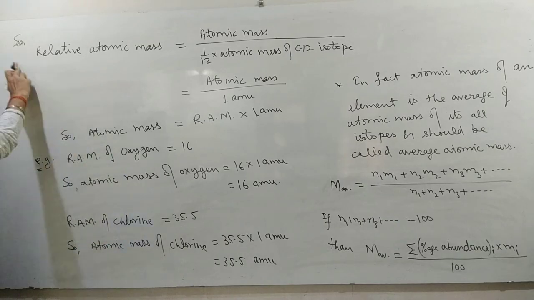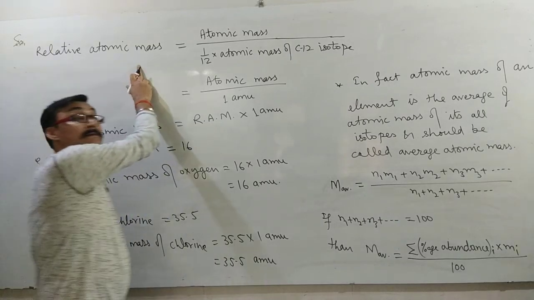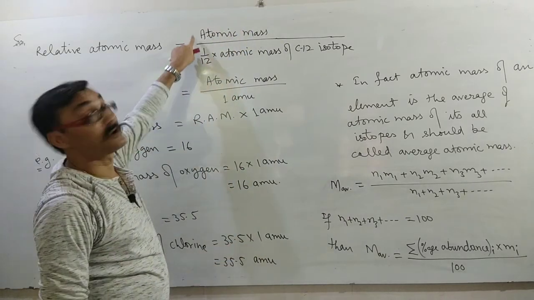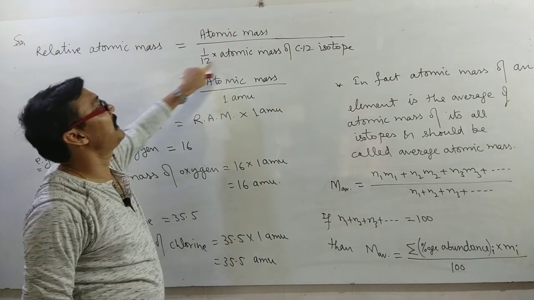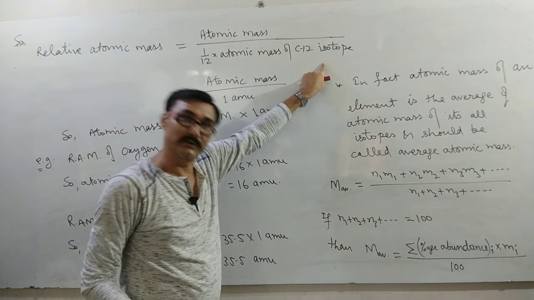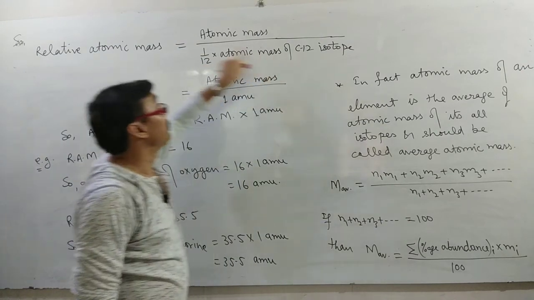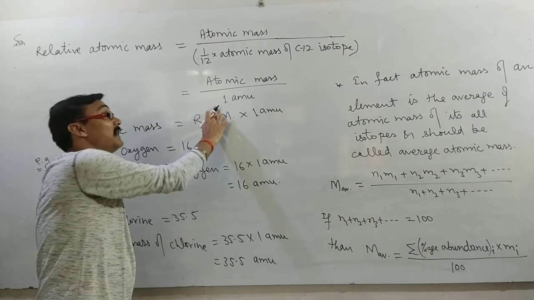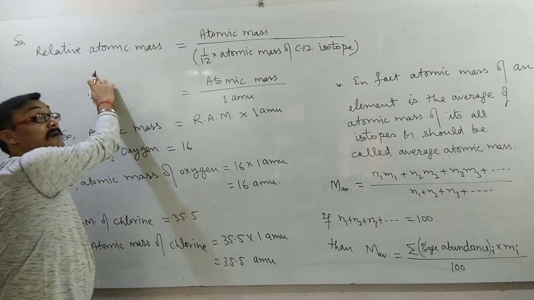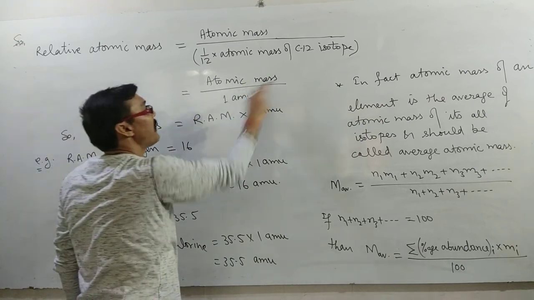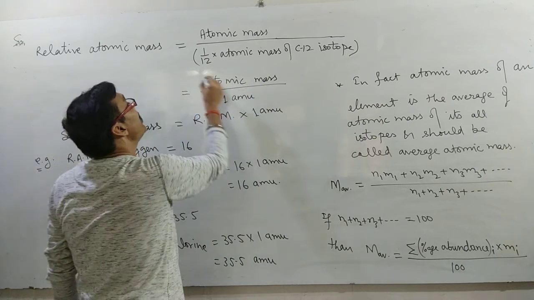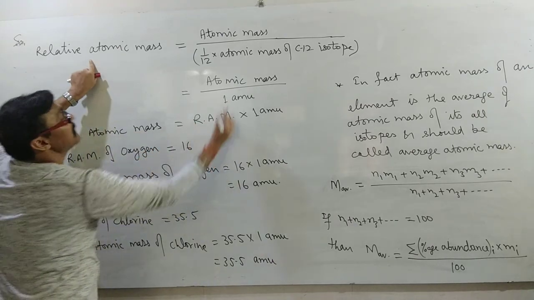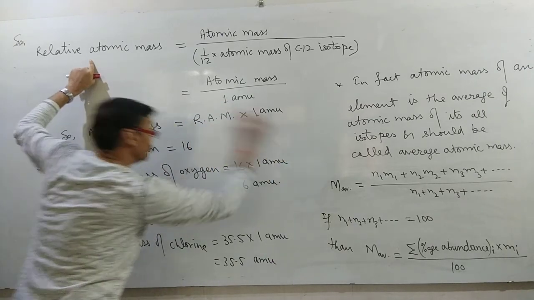So relative atomic mass is equal to atomic mass of element, that is mass of one atom, divided by 1 by 12 into atomic mass of carbon-12 isotope. We know very well that this is called 1 U or 1 AMU. So relative atomic mass of element is equal to atomic mass upon 1 AMU. That is why atomic mass will be equal to relative atomic mass multiplied by 1 AMU.